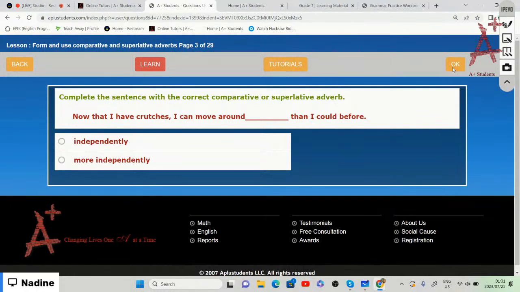So we need to choose the correct one. So now that I have crutches, I can move around independently than I could before, or more independently, right? So independently has more than one syllable, so he can move around more independently than he could before.